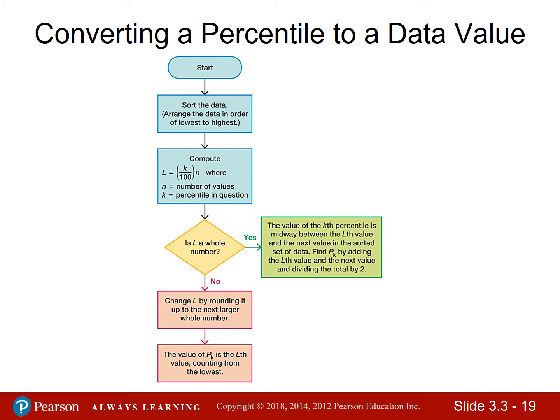We're going to get to some examples. Now, if L is a whole number, as I mentioned, you pick the Kth percentile midway between the Lth value and the next value in the sorted set of data. So if your L is 22, you pick the 22nd value plus the 23rd value and divide by 2. That's what you do to find PK.